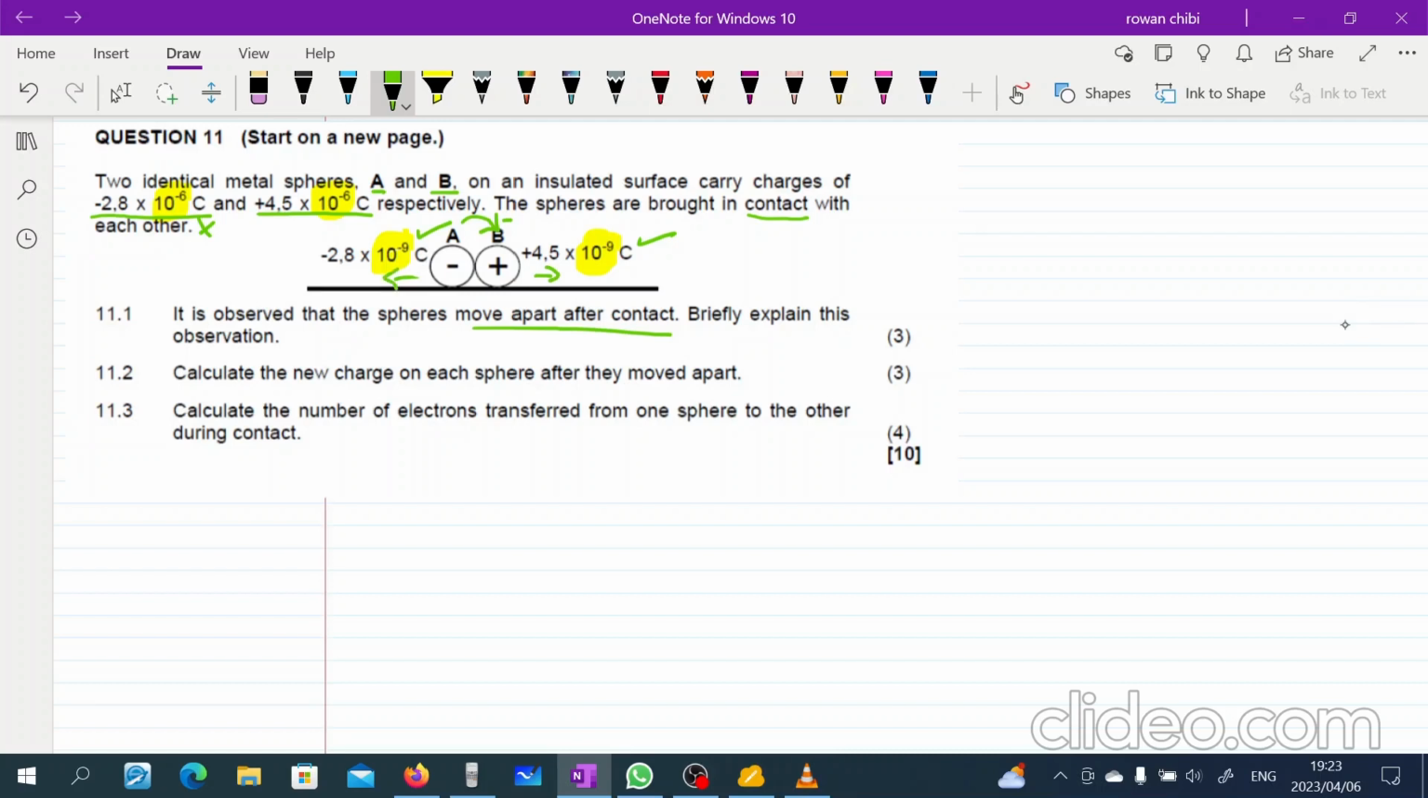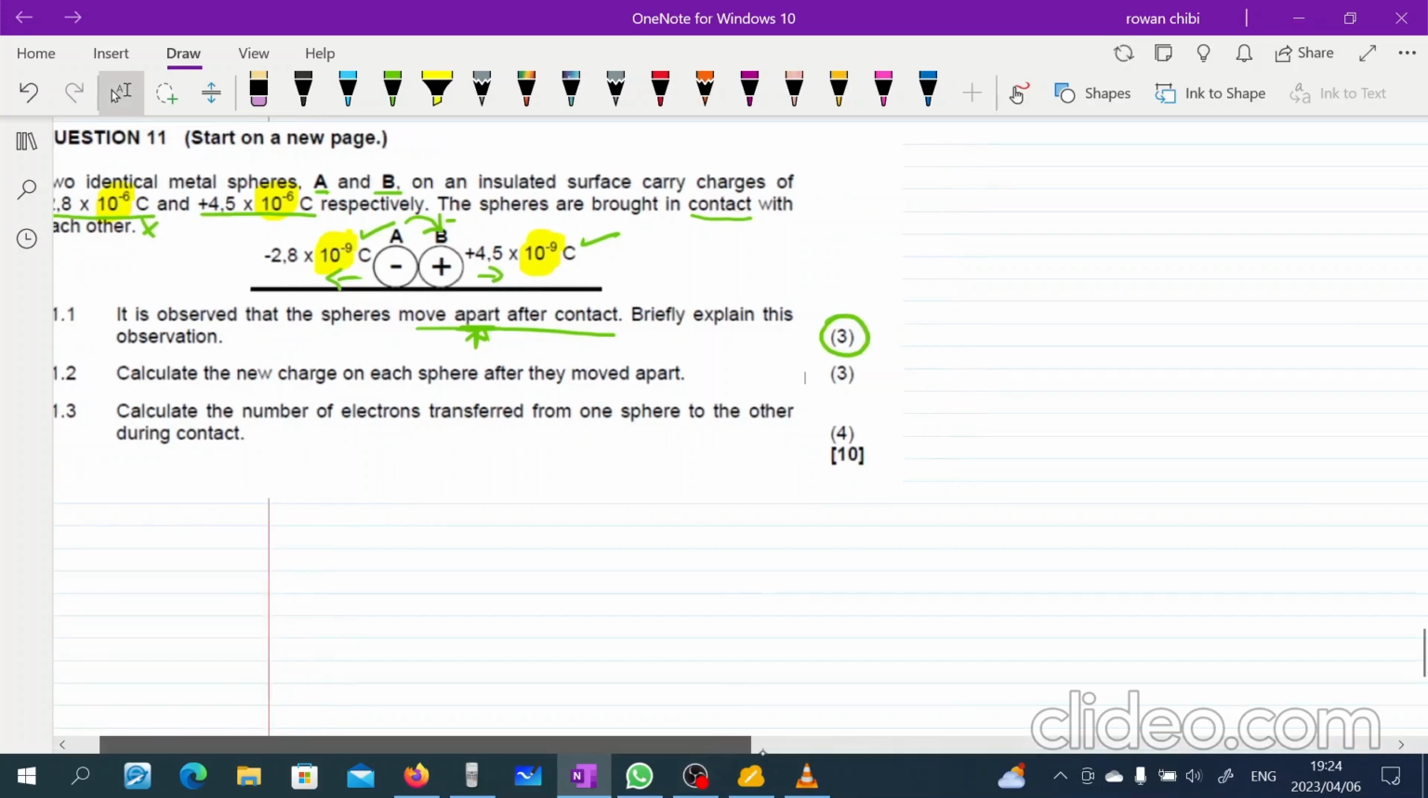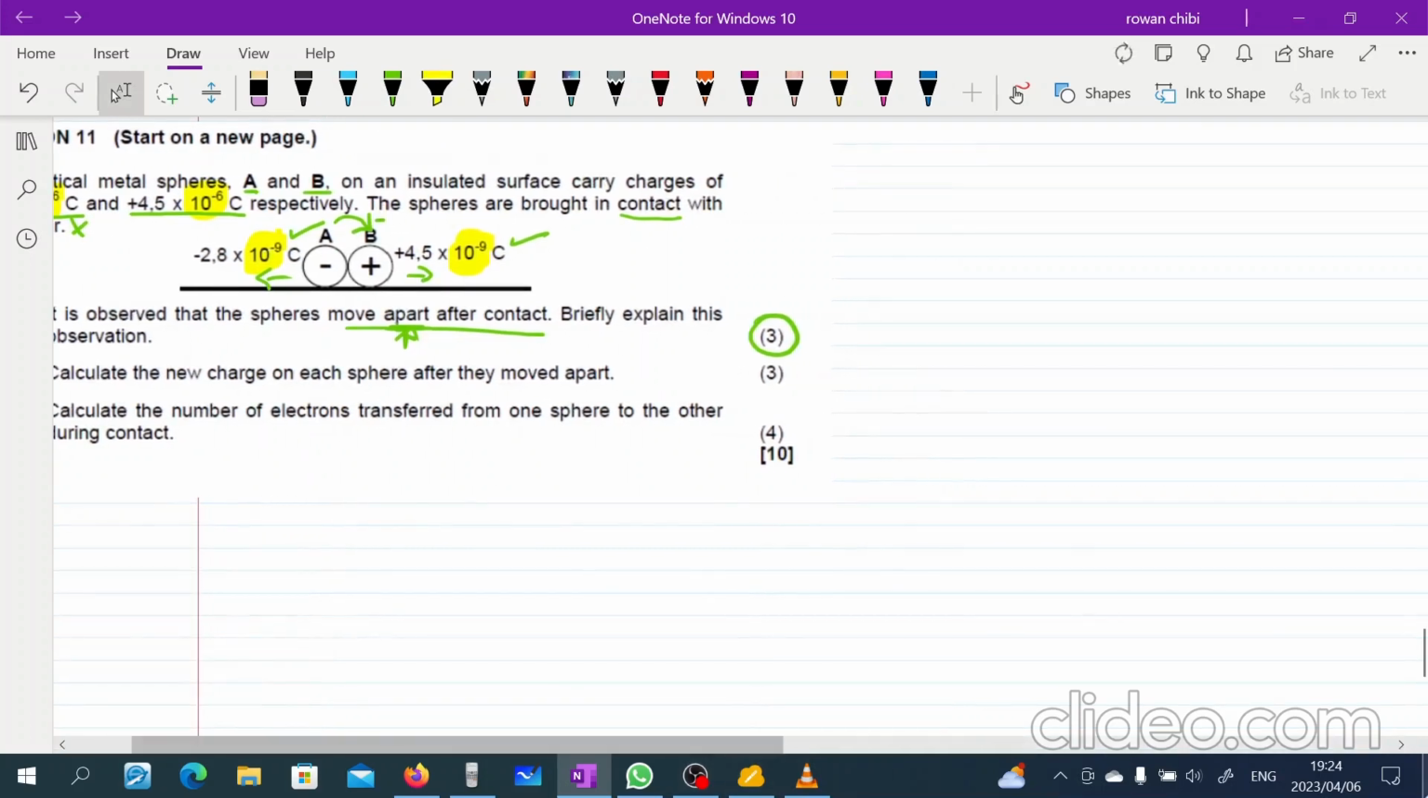That's what they are asking here. They said, briefly explain this observation. Why they move apart. Why they move apart after sharing. So you look at the number of marks is 3 marks. That means there are 3 sentences you must write in explaining your answer as to what is happening after contact.